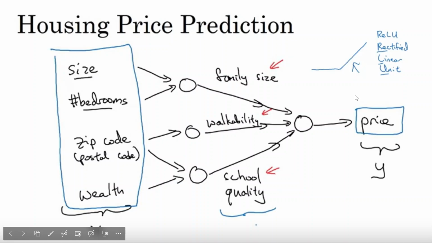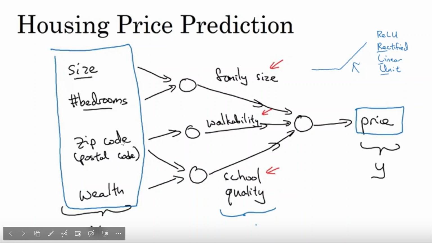Assume that size isn't the only thing that plays a role in how much a house costs. For example, size is one factor, but the number of bedrooms is also another factor. These two factors determine if a family of 3 or a family of 4 can actually live in that house and afford it. So, that's one factor that can be used to make this neuron.